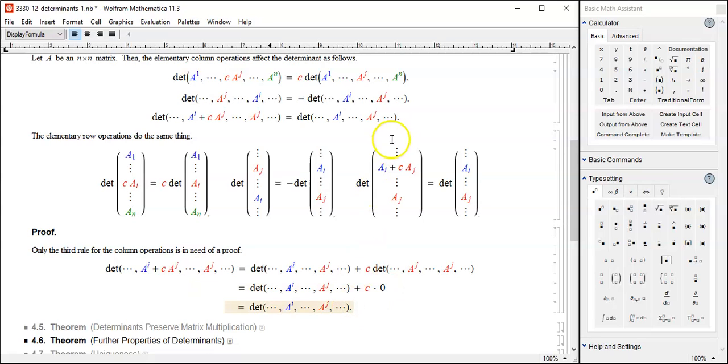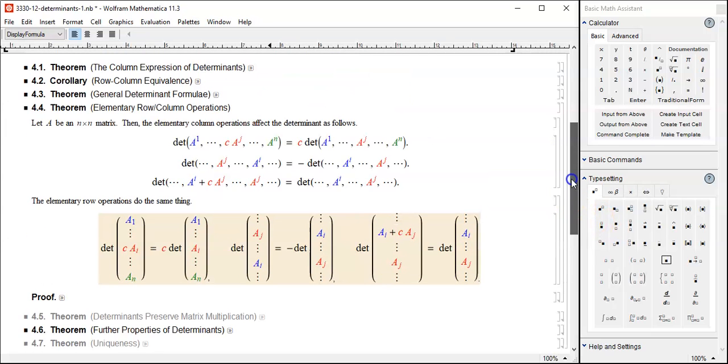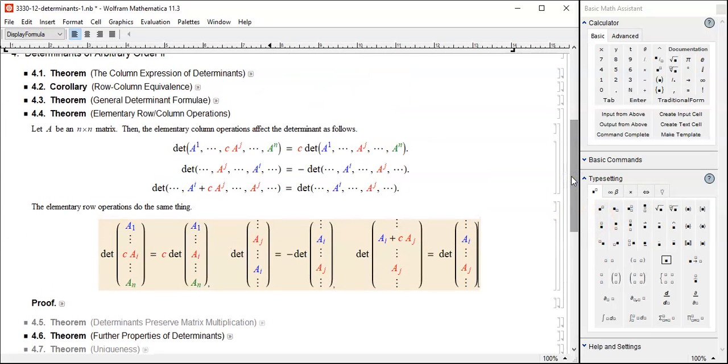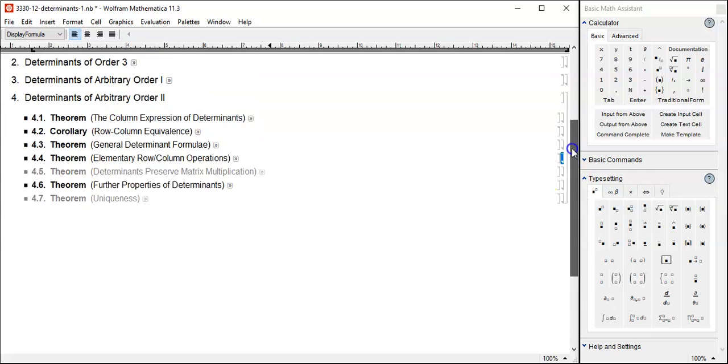So the conclusion: this elementary column operation, and equivalently this elementary row operation down here, will not change anything to the determinants. So those are the effects of elementary operations on determinants. Multiply by C, switching, and then multiplying something and adding to another. Okay, we are almost done.